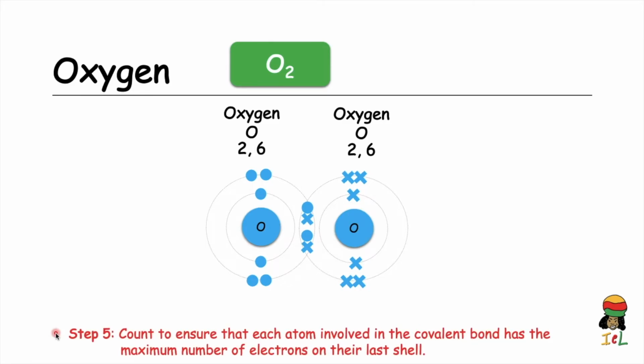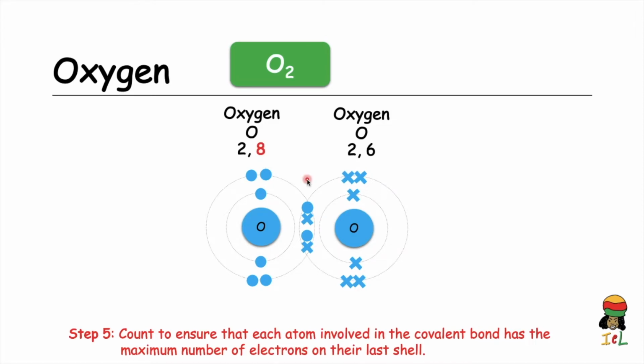Step 5, count to ensure that the last shell of each atom involved in covalent bonding contains the maximum number of electrons. Remember, the inner lying shells already contain their maximum number of electrons. Recall that the shared electrons are counted for both atoms sharing them. Starting with the oxygen atom on the left, 1, 2, 3, 4, 5, 6, 7, 8 electrons. So the first oxygen atom now has a maximum of 8 electrons on its last shell, resulting in the stable electron configuration of 2, 8.